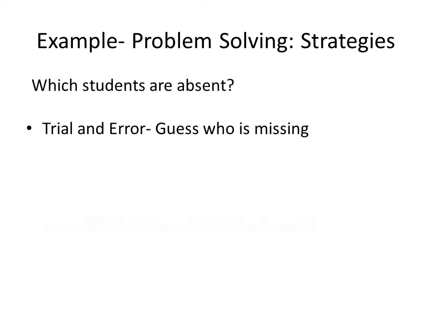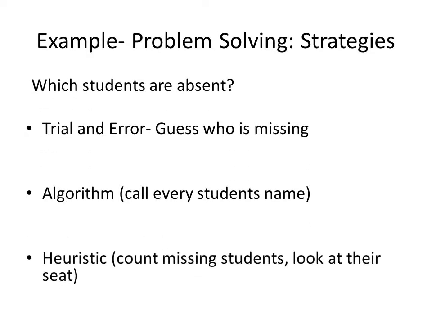All right, so let's go through the different ways in which you could do this. Let's say my problem in my class is I don't know who's absent. I could do trial and error, where I guess who's missing. So I just start calling out randomly. Is Danielle there? Is Joy there? I could do an algorithm where I call every student's name, and that would take a long time. Or I could use a heuristic point of view. I could think about who's always absent. That's a shortcut. It doesn't guarantee the right answer.